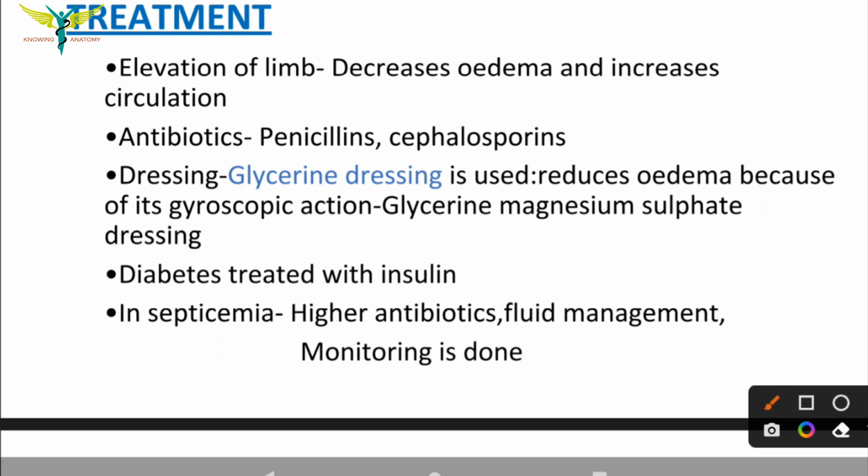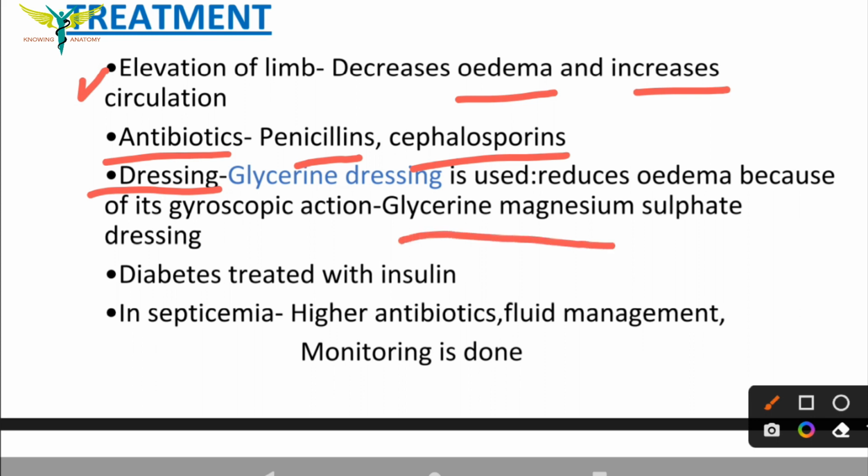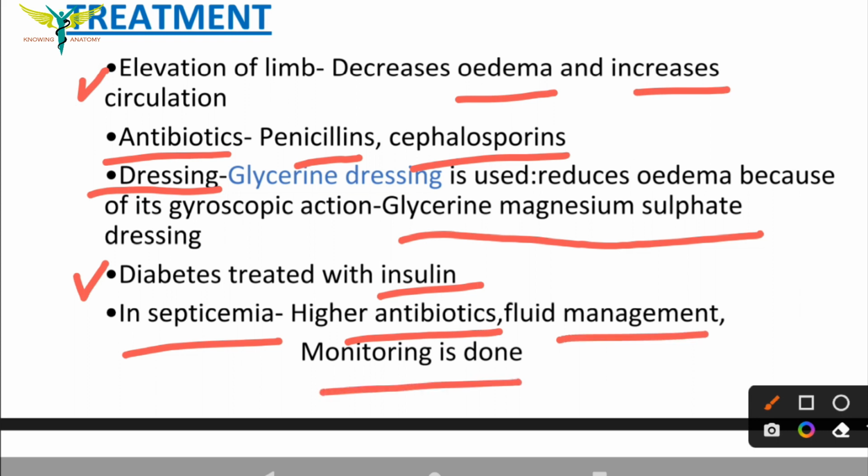Treatment of cellulitis. Elevation of the diseased limb decreases edema and increases the circulation. Usage of antibiotics like penicillins and cephalosporins is helpful. The dressing of the area with glycerin is used. It reduces edema because of the hygroscopic action. The most used dressing is the glycerin magnesium sulfate dressing. If the patient with cellulitis has diabetes, he must be treated with insulin. In case of septicemia, higher antibiotics, fluid management and monitoring must be done.